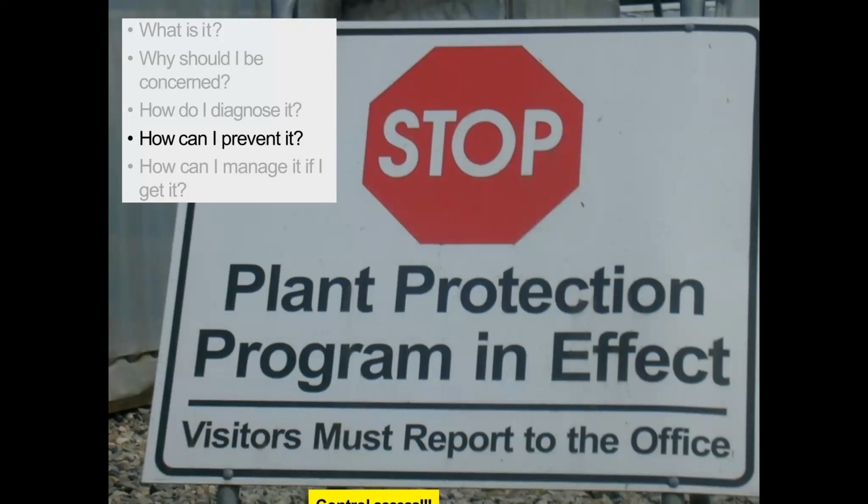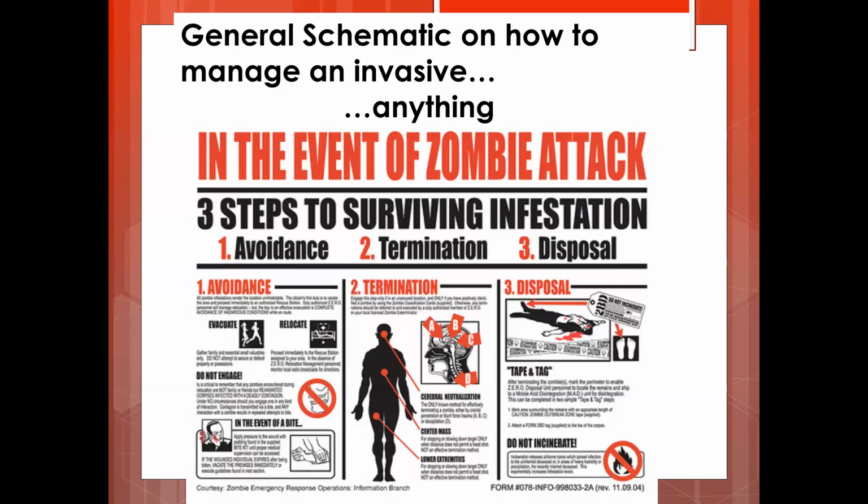Really, what do we want to do to prevent it? This was a picture I took out in Oregon, and everyone should have some sort of plant protection program in place. I view trying to protect your plants against Phytophthora sort of like trying to manage the zombie invasion. The steps for managing a zombie invasion have to deal with avoidance, termination, and disposal. We do this a little bit differently, and what we look at is quarantine, detection, and eradication. But you'll see there are a lot of similarities.